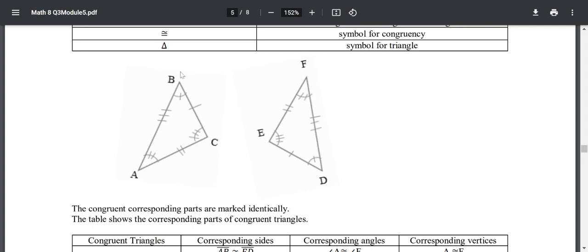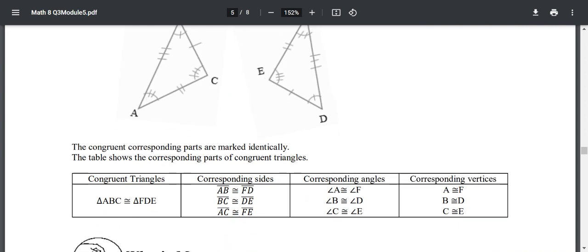This means that side BC is congruent to side ED. Same with side AC, which has two marks. In the other triangle, the two marks are on side EF. This means that side AC is congruent to side EF. Also, the same with the angles. Angle B has one mark, and here angle D has one mark. This means that angle B is congruent to angle D.